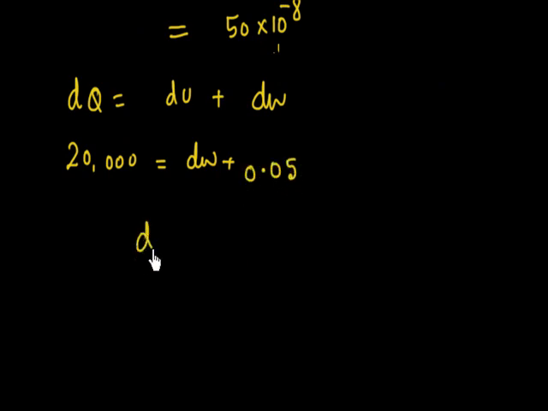So what is the value of dU? This is dU, not dW. So dU is 20,000 minus 0.05. This is the value we will have. You can calculate it.